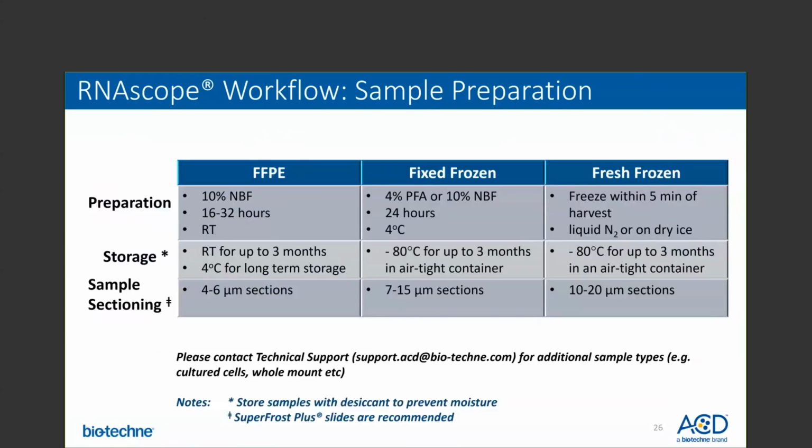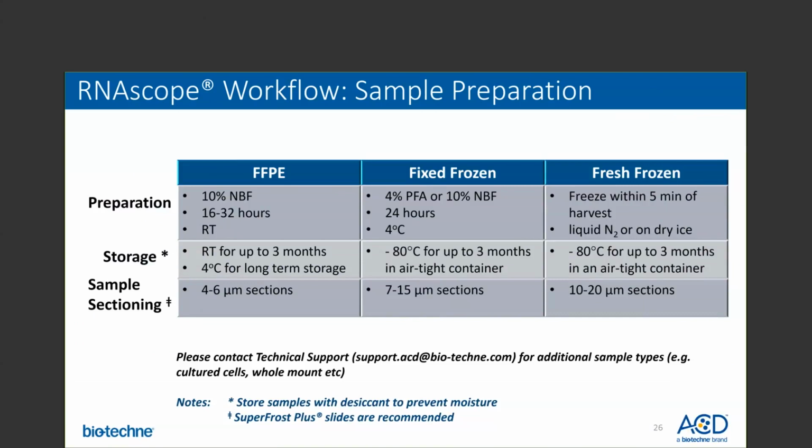This chart summarizes our recommendations for sample preparation, storage, and sectioning for FFPE, fixed frozen, and fresh frozen. For FFPE, we recommend fixing samples for 16 to 32 hours at room temperature using 10% NBF. FFPE blocks can be stored for 3 months at room temperature. For long-term storage of FFPE, we recommend blocks be stored at 4C.